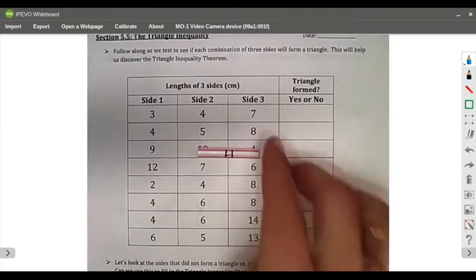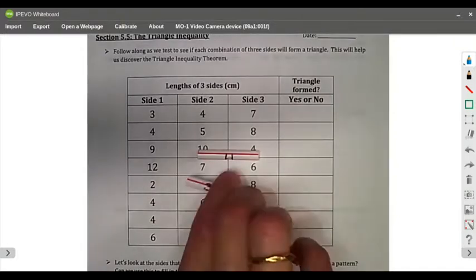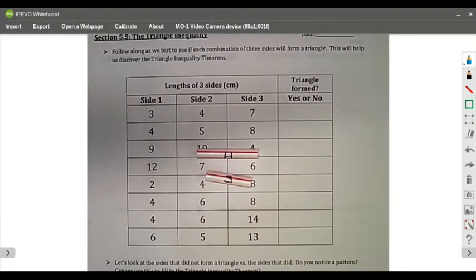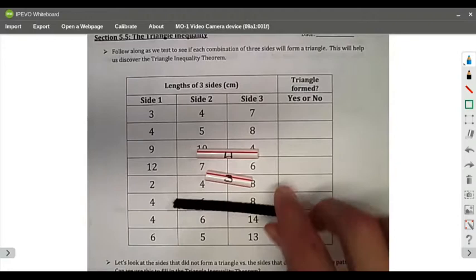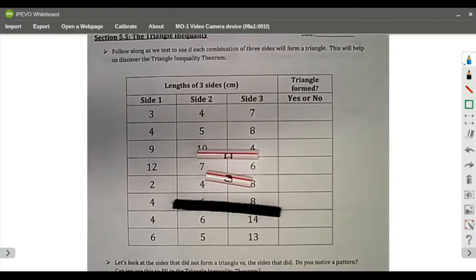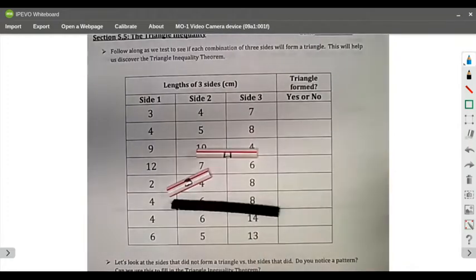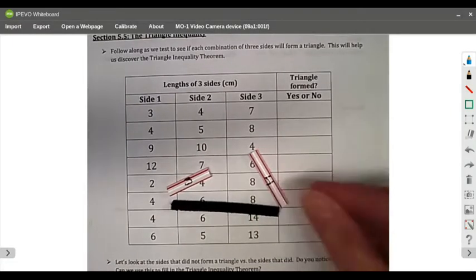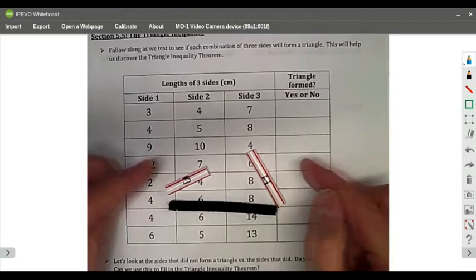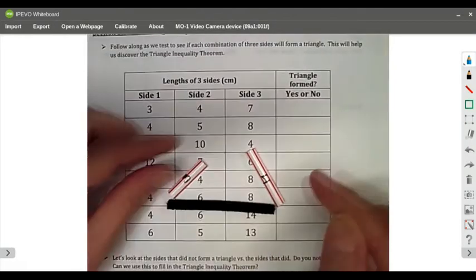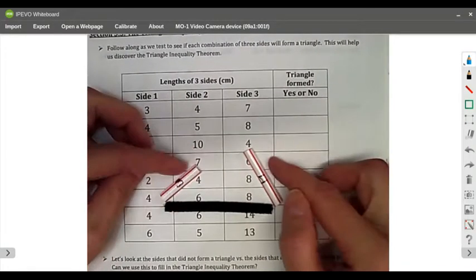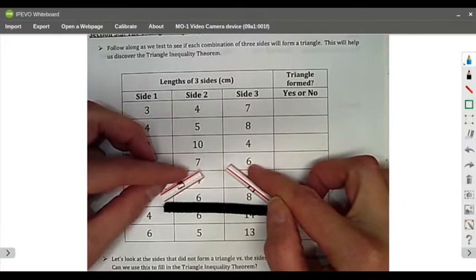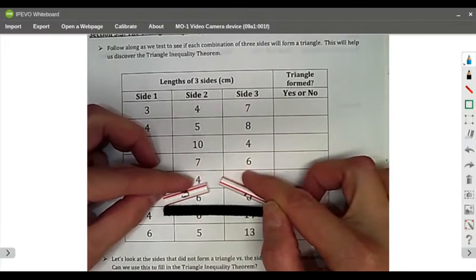So the first one is 4 centimeters, 3 centimeters, and I actually lost my straw for 7, so I have this pipe cleaner to represent 7 centimeters. I'm going to try to make a triangle and see what happens. Before I do it, what do you think? Do you think it'll make one? I have to put these right on the ends and then try to collapse them in and see if they meet to make a triangle.